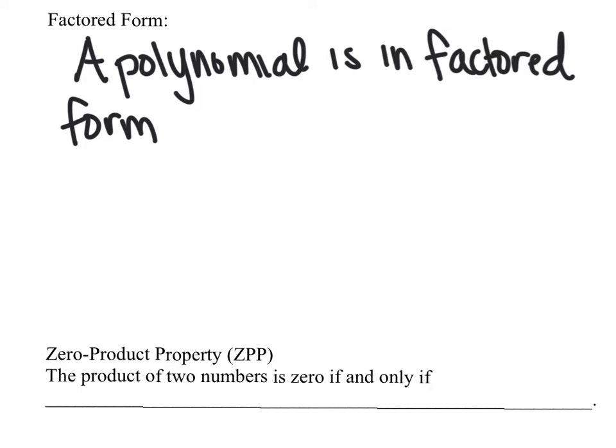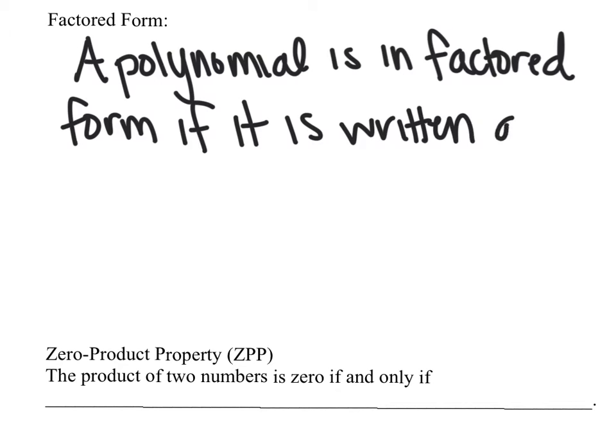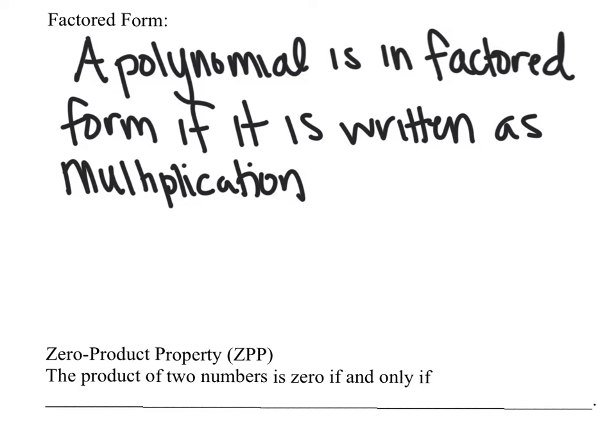A polynomial is written in factored form if it is written as multiplication of two or more expressions.